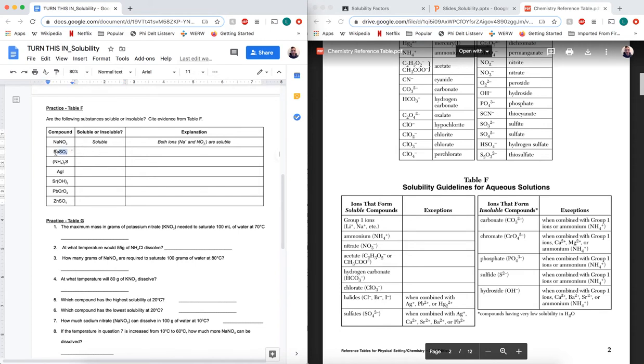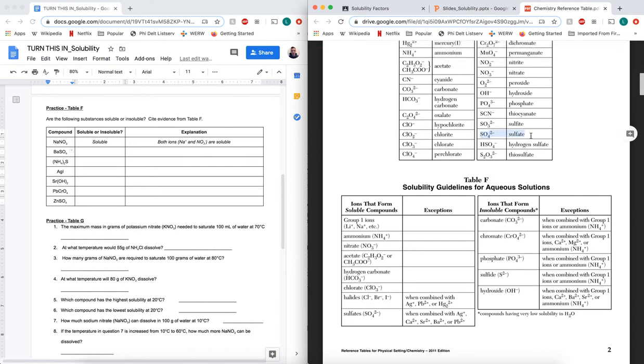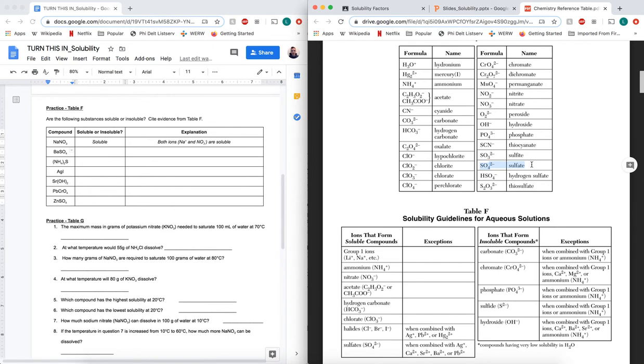All right. We have Ba and SO4. So let's look for where we can find SO4. SO4 is right here at the bottom of the soluble table. Okay, so we know that sulfates are soluble. Oh, and where would I know that SO4 is called a sulfate? Up here, table E, SO4, sulfate.